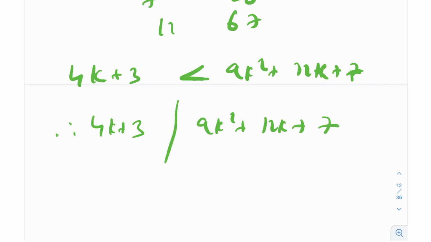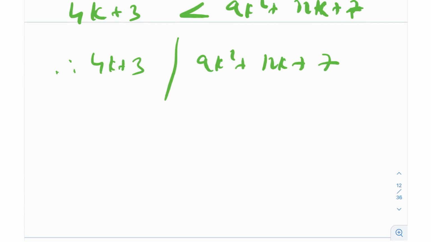A lot of people might have said that 4k plus 3 is smaller just because it is linear. That does not always hold true. Don't fall into the assumption that because it's linear and this one is quadratic, linear will always be smaller. We'll actually see in the second case that this does not hold true. Quite interesting.